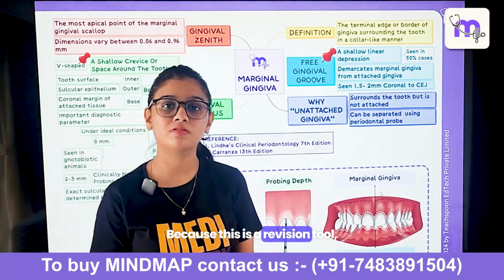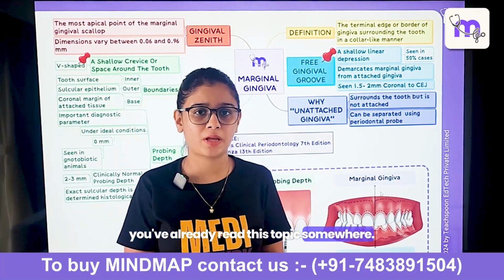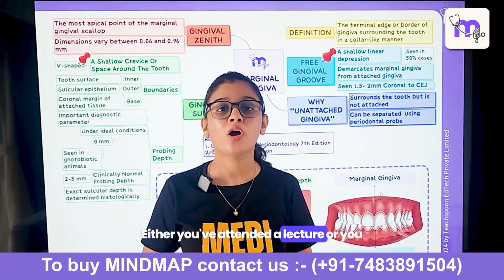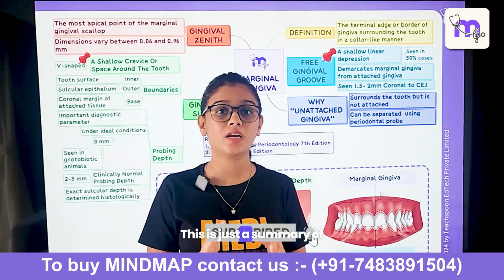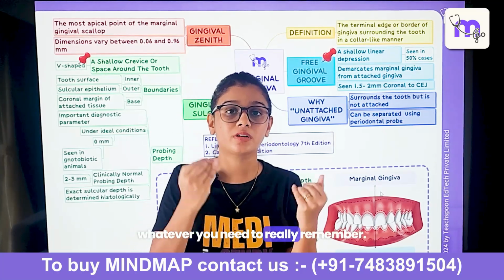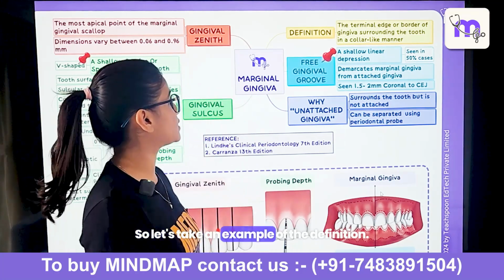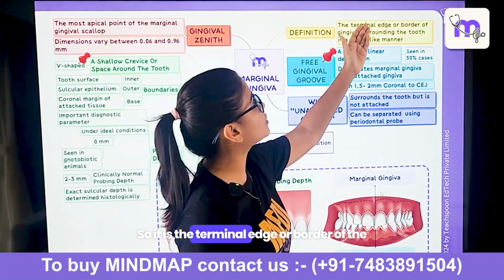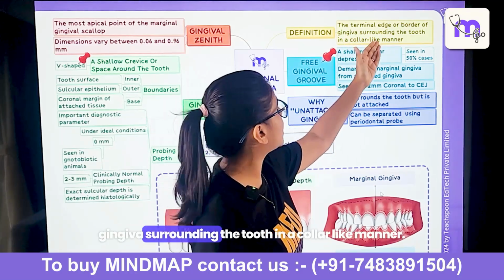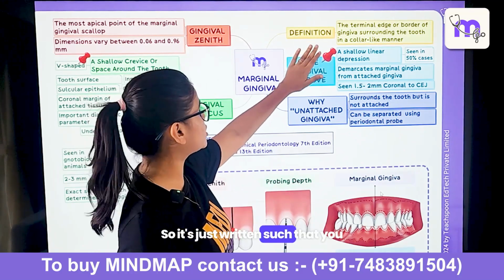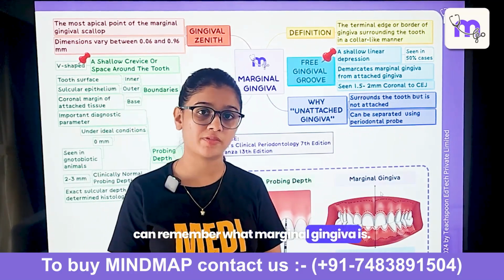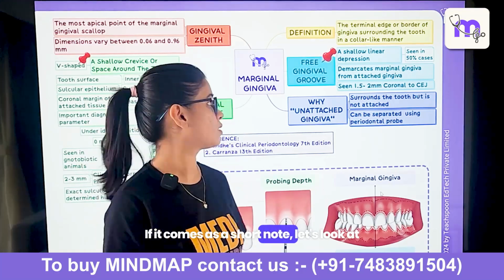Now because this is a revision tool, you've already read this topic somewhere. Either you've attended a lecture or you have opened multiple textbooks in order to learn this topic. This is just a summary of whatever you need to really remember. So let's take an example of the definition. So it is the terminal edge or border of the gingiva surrounding the tooth in a collar-like manner. So it's just written such that you can remember what marginal gingiva is if it comes as a short note.